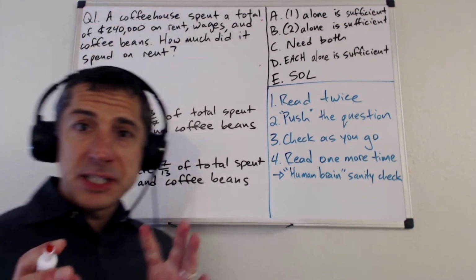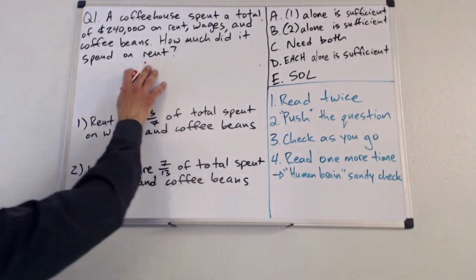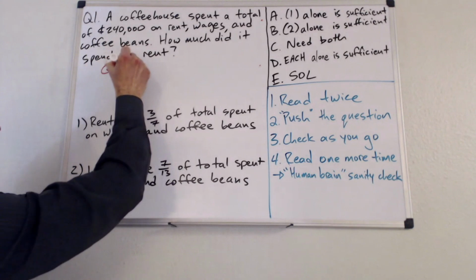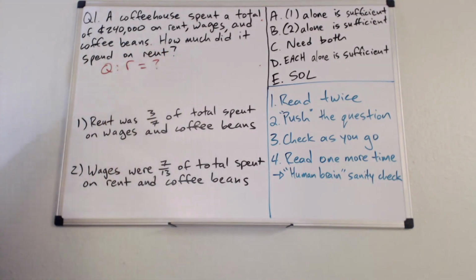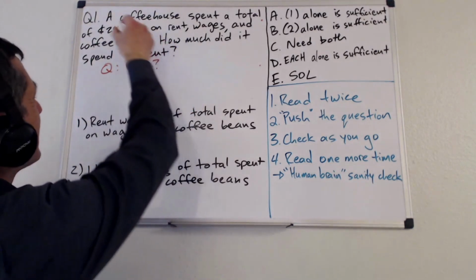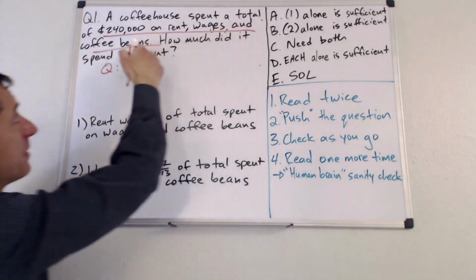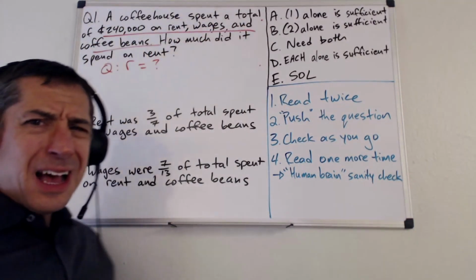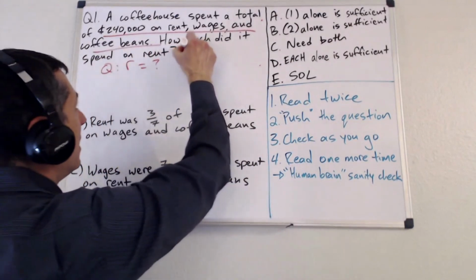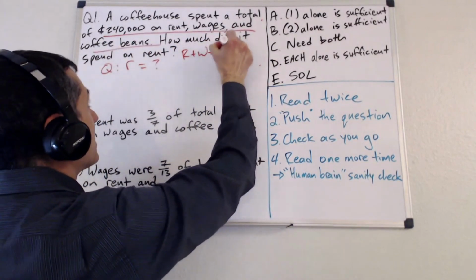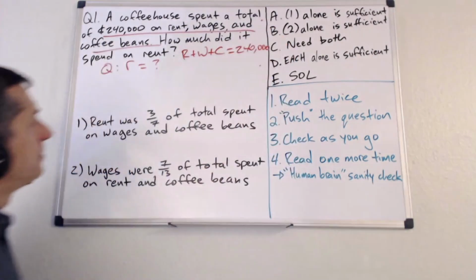Again, don't just jump into your answer choice. The single biggest thing you can do on data sufficiency: let's work with the question, do everything we can. What's the question? Let's say that R is the rent. I want to know what R is. Well, what else do I know here? I've got this little equation baked in, right? So rent plus wages plus coffee beans is going to be 240,000. I'm always trying to pick nice intuitive variables here. Pretty straightforward: R plus W plus C for coffee is 240,000.